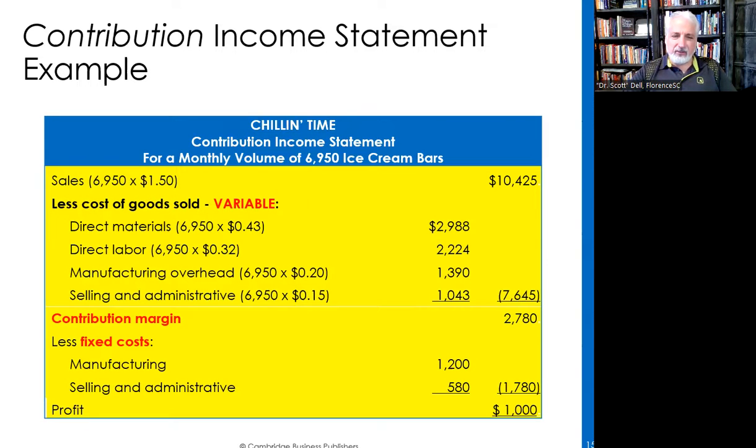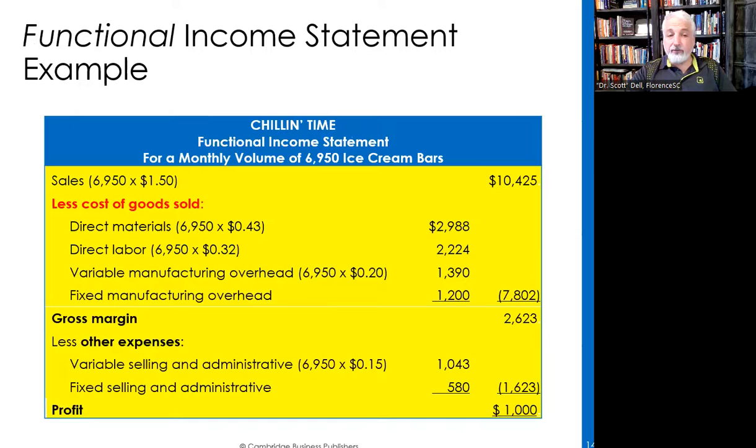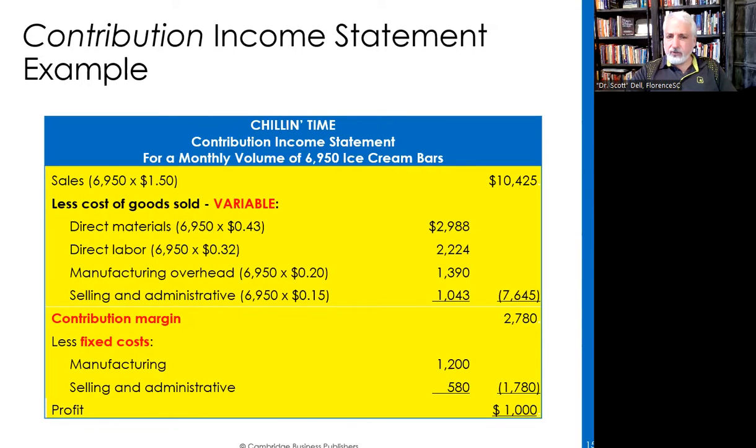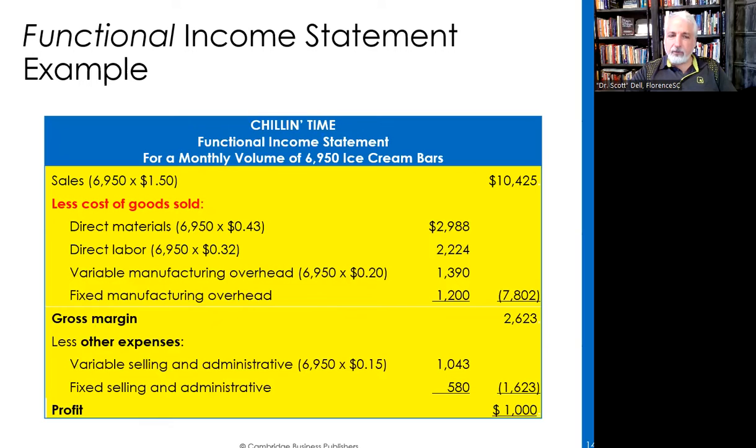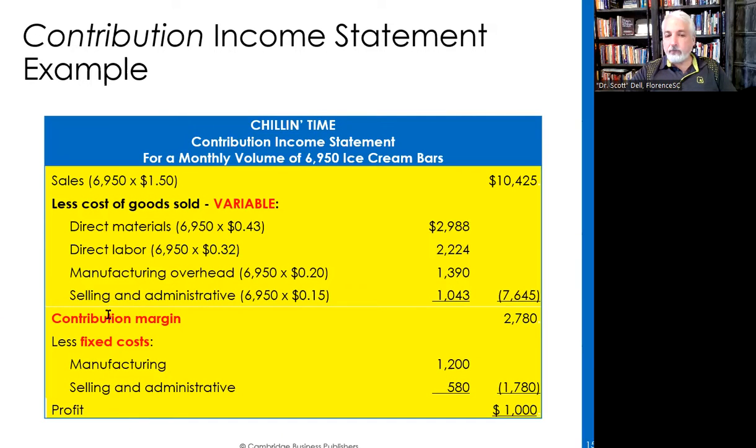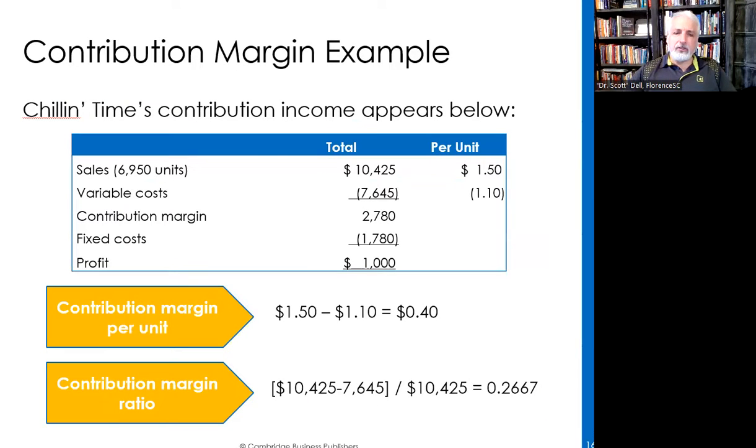You say, wait a minute, $1,000 looks familiar. And sure enough, we have the same profit. It's just a little bit different ordering of things. And instead of having a gross profit, we have a contribution margin. But that's because we're deducting the variable costs. So here's a contribution margin example. Profit per unit. We're deducting our variable costs from our revenues. So our contribution margin, in this case 40 cents per unit, that's what we have to contribute to recover towards our fixed costs.